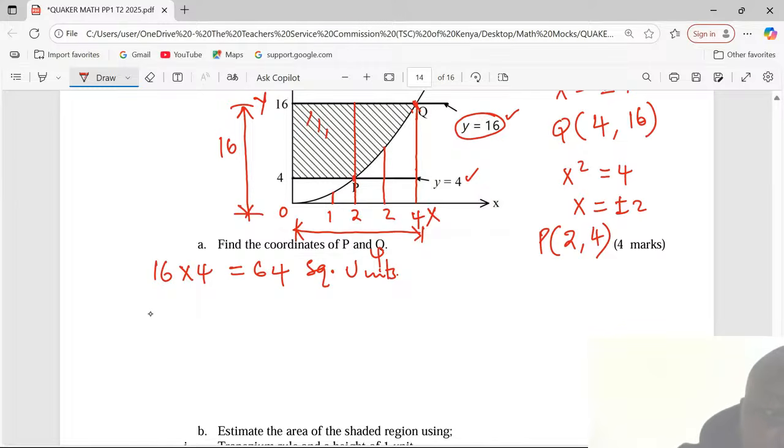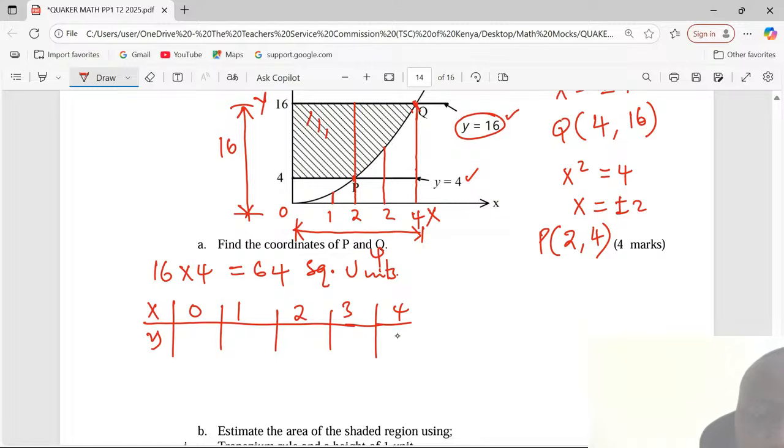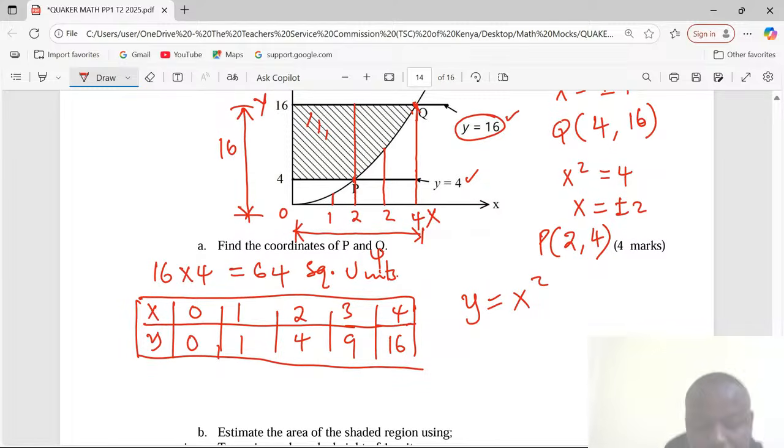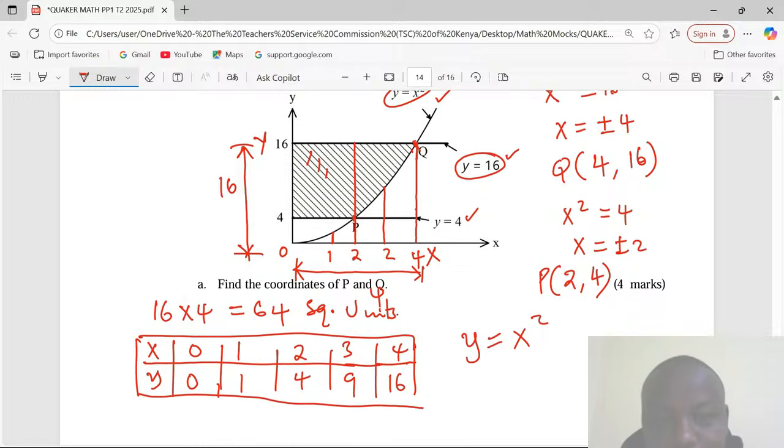So we have the y values, x, y. When x starts from 0, 1, 2, 3, 4, y is 0, 1, 4, 9, 16, because we said y equals x squared. So we are already having the coordinates. That's what I want you to know, that for the trapezium rule, we need to get those values.